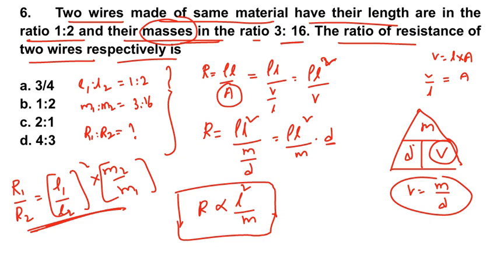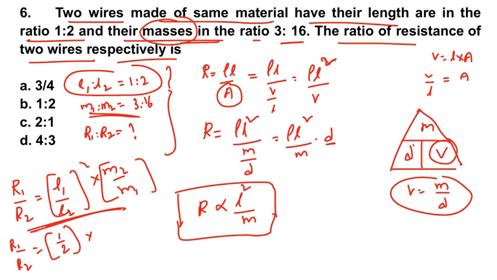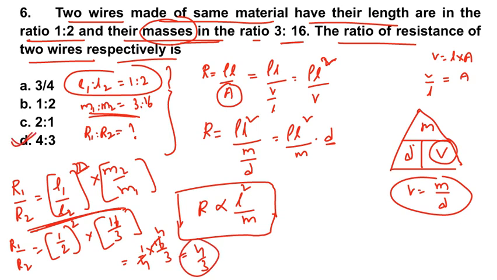Just substitute the values here. R1 by R2 equals L1 by L2, which is given as 1 is to 2, so 1 by 2, into M2 by M1. M1 is to M2 is 3 is to 16, so M2 by M1 means 16 by 3. The whole square is there, so we get 1 by 4 into 16 by 3. 4 4s are 16, so you get 4 by 3. The required answer is 4 is to 3.